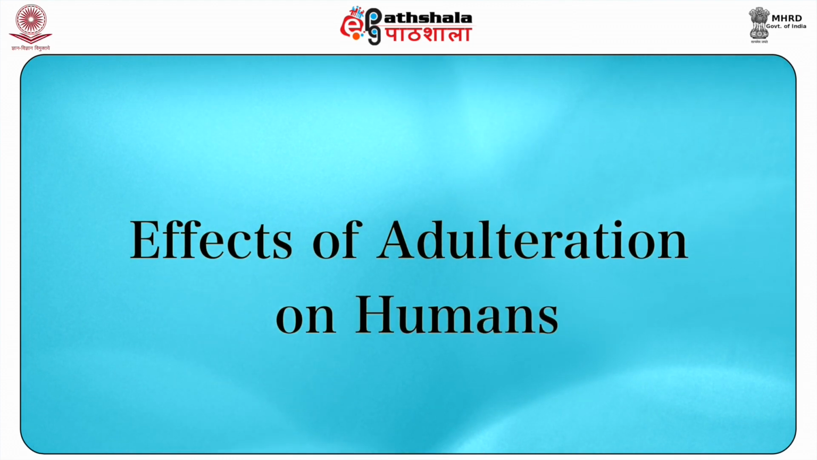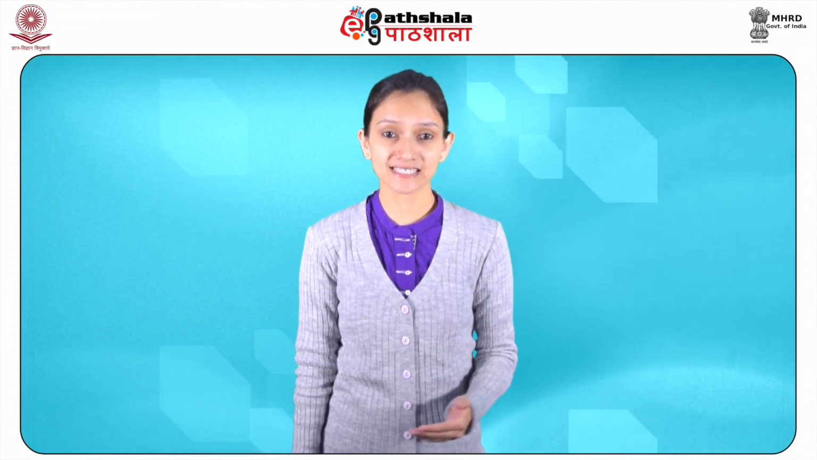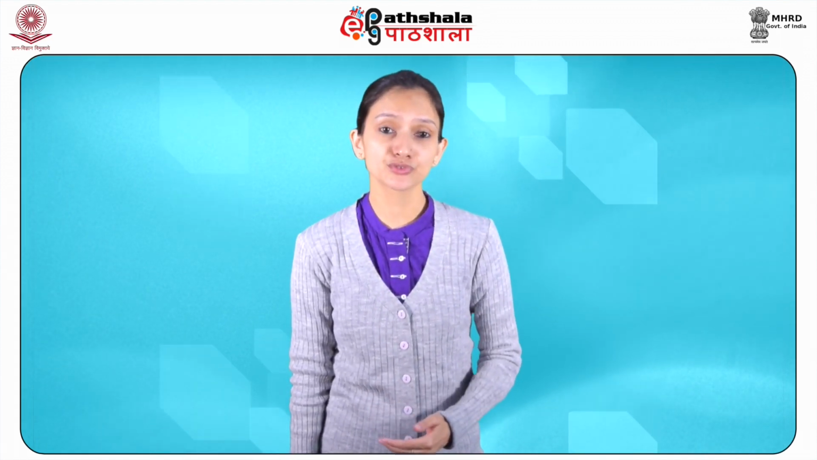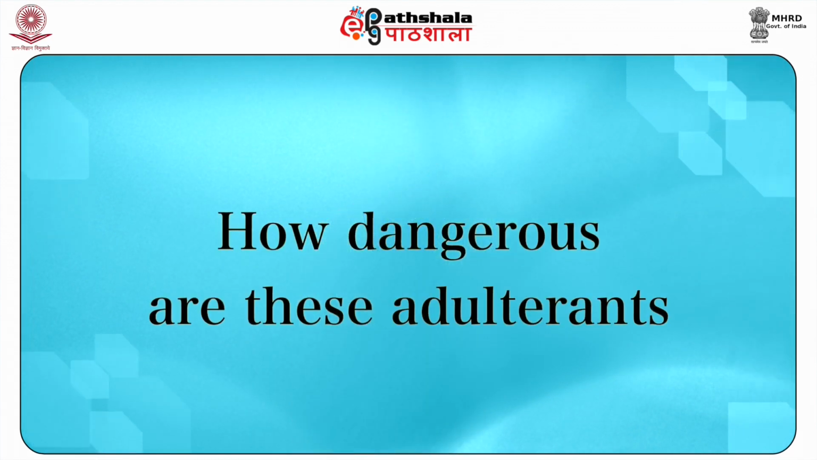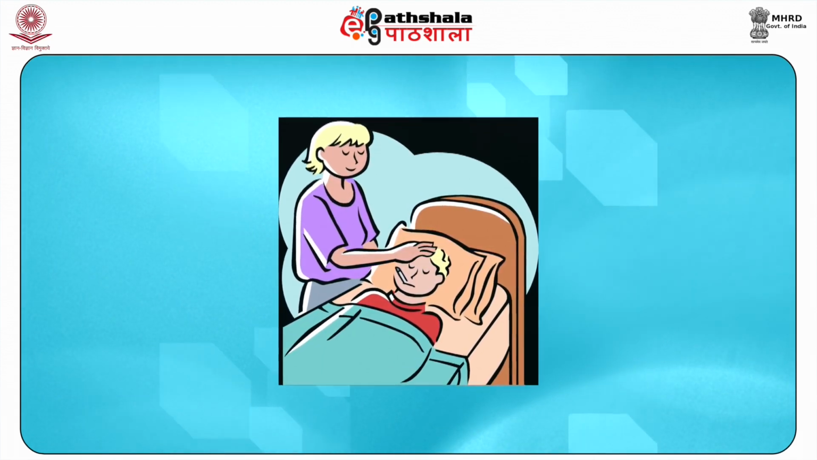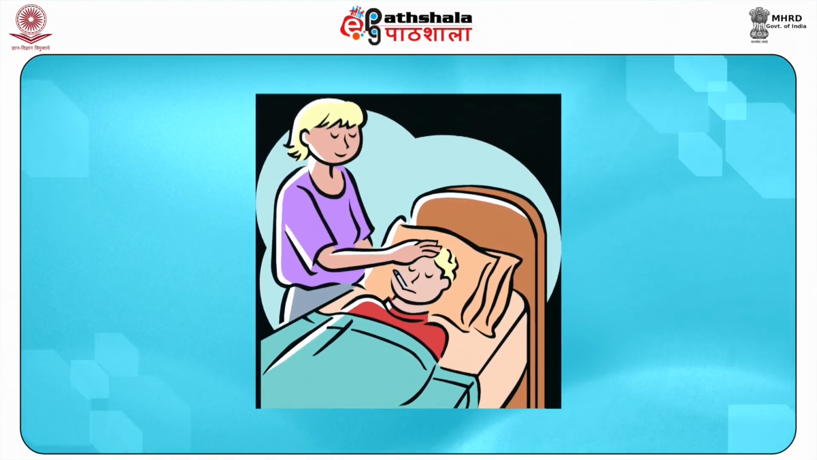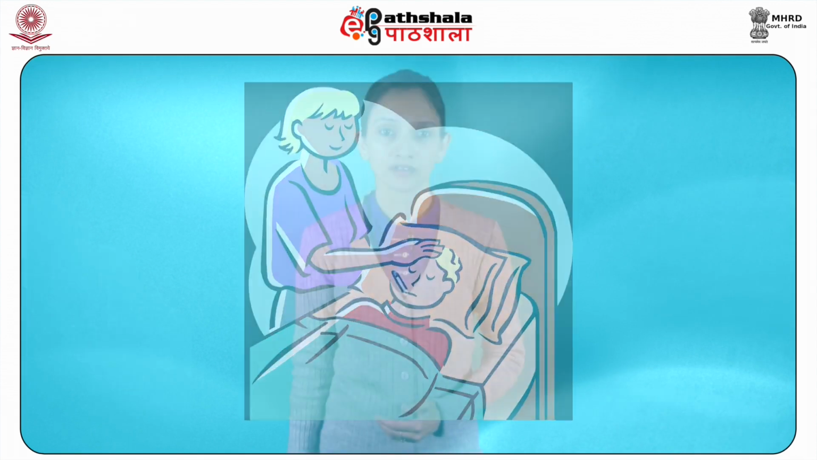Next is effects of adulteration on humans. Symptoms like headache, gastrointestinal disorders, muscular pain, drowsiness, etc. appear if adulterated food substances are used regularly. Effects on low nutritional contents are also seen due to prolonged use of adulterants in the food. How dangerous are these adulterants? The effects of adulterants vary. They may be sometimes highly toxic or harmful substances leading to permanent impairments or fatal consequences.